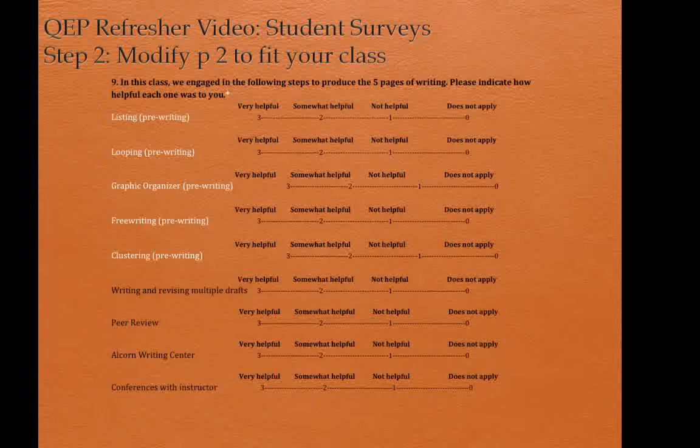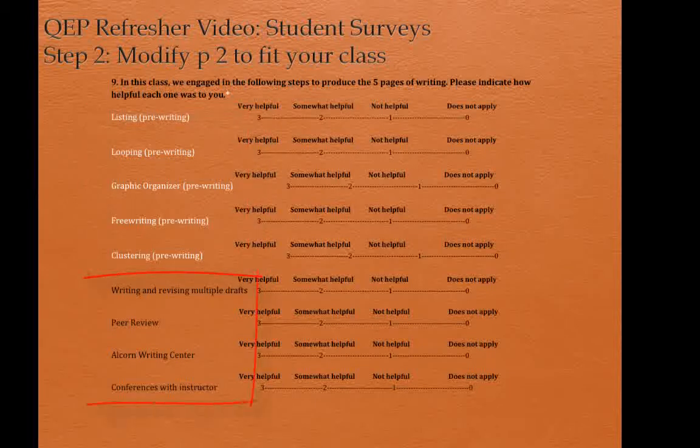Now, this is the top of page 2 where we list the process writing steps. You'll see here I have some that are in white. On the surveys themselves, they're in red, but red didn't show up here, so I'll put them in white. I have here listing, looping, graphic organizer, free writing, clustering in white, because those are the pre-writing steps that you may or may not use in your class. If you use them, keep them on there. If you don't use them, take them off. This is where you modify it to fit your class.